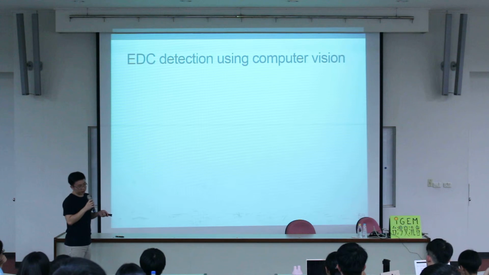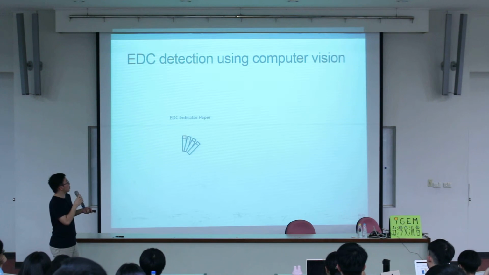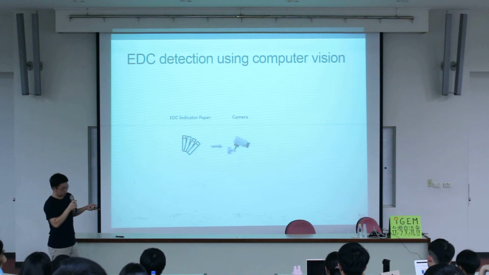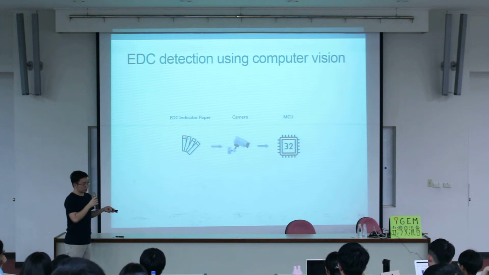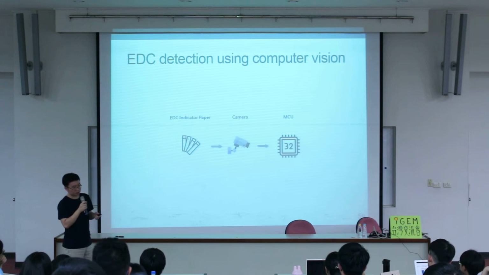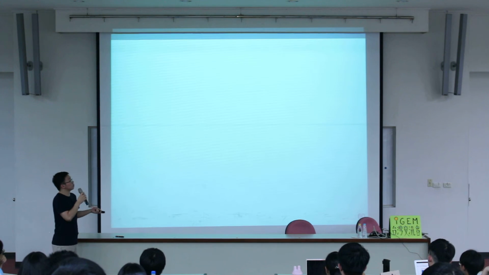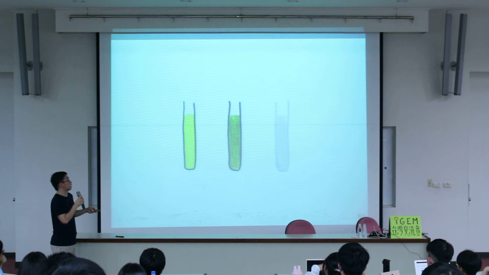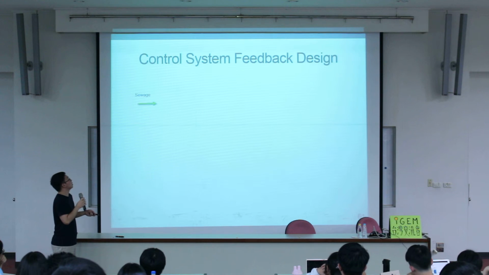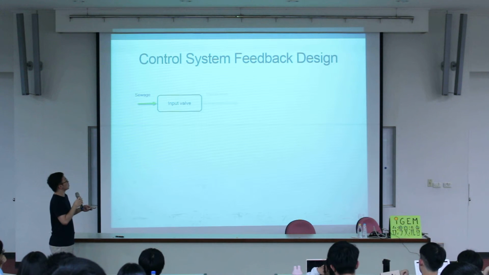The second one uses the indicator paper, whose color will change, and we use a camera to capture the change of color. With a microcontroller, it will tell us what the concentration is right now, so that we can distinguish different colors and the concentration behind them. I'll skip this part.